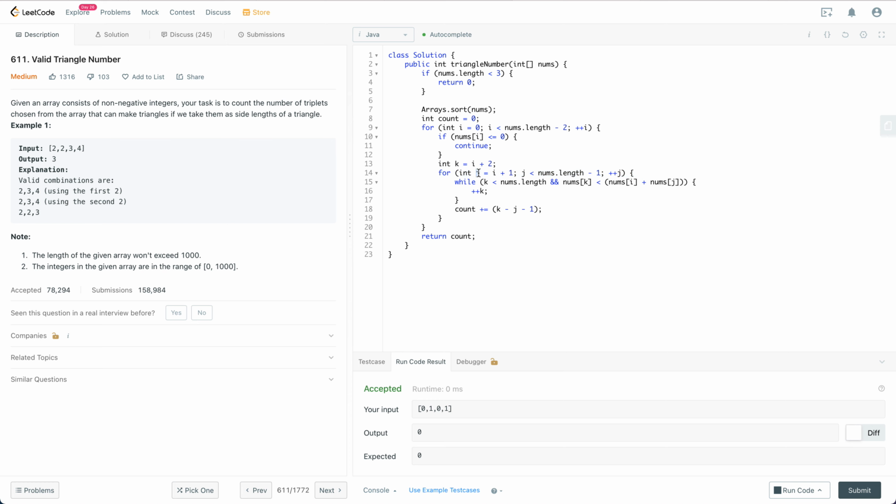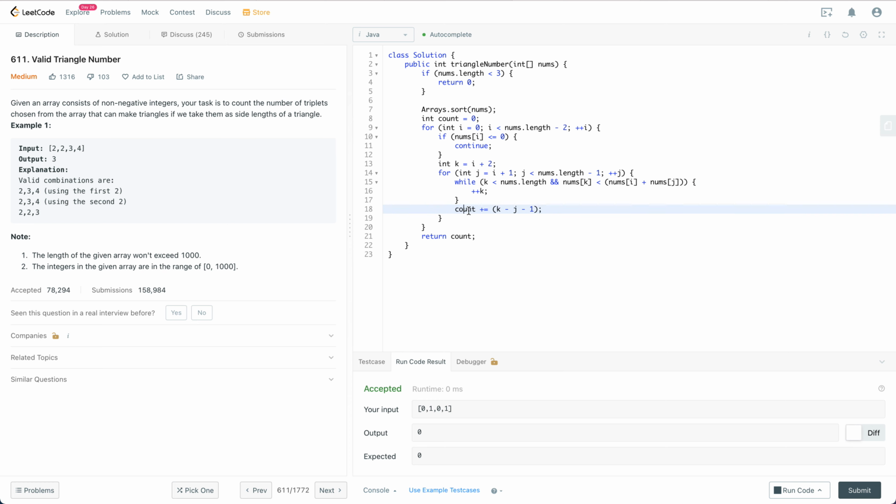So here we enumerate the second side. When we enumerate the third side, we don't need to go back and start from the very beginning. Instead, what we need to do is keep going from where we were last time. Every time we just keep moving k. That's why we have n squared, because we don't need to move k, the index of the third side, over and over again.